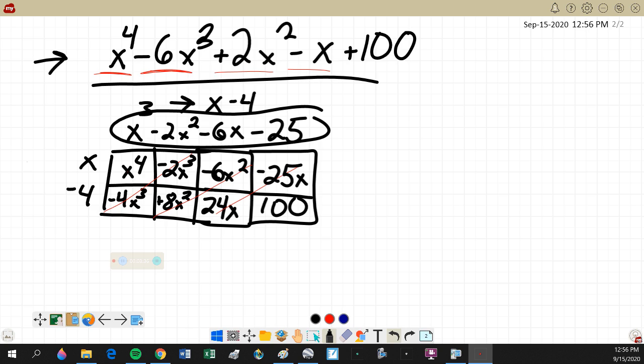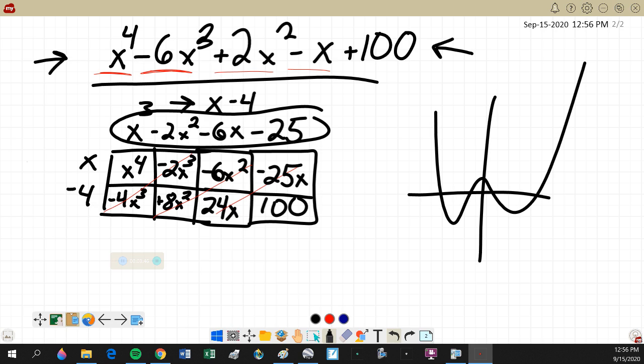So this right here is a W-shaped graph, and I don't know a lot about it. Something like this. It can have 4 roots. It might not have any, but it can have up to 4. Everybody understand that? And x minus 4 worked, which means x equals 4 is one of the solutions, because it went in evenly.